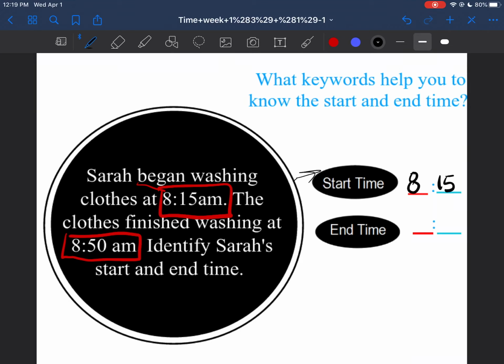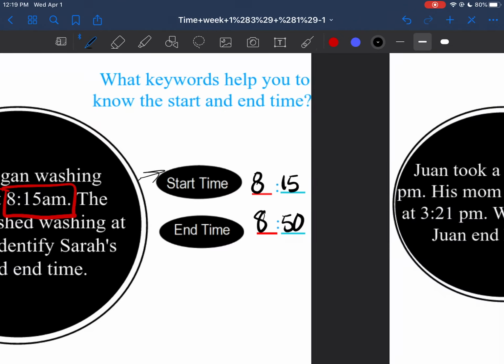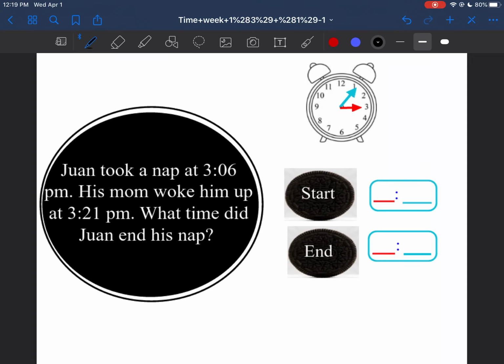Then it says the clothes finish washing at 8:50. So what time did Sarah finish the activity? 8:50. That is our end time, okay? So the start is when the activity begins. The end time is when it finishes. Let's practice with this one, okay?